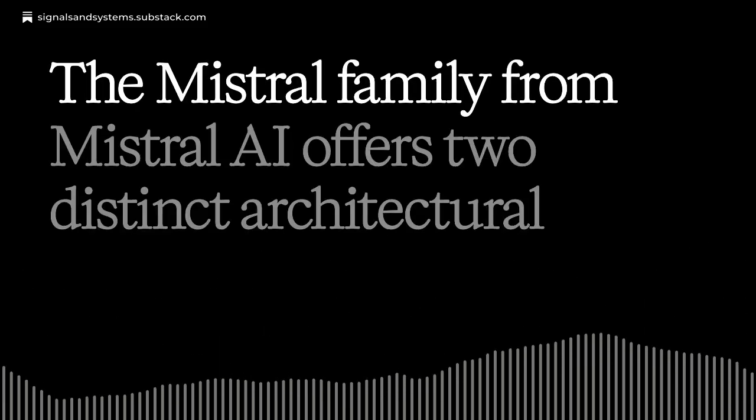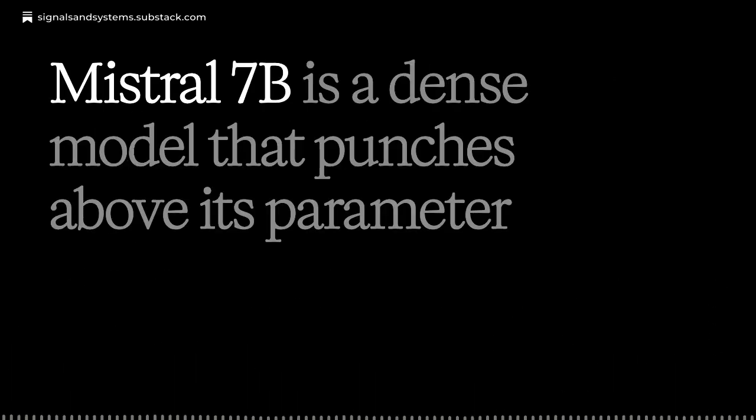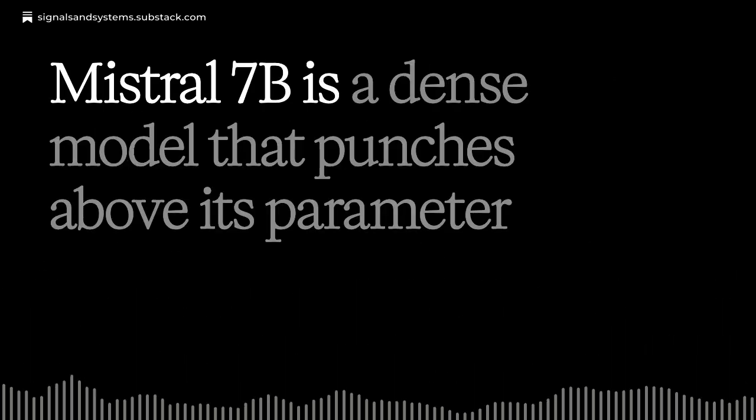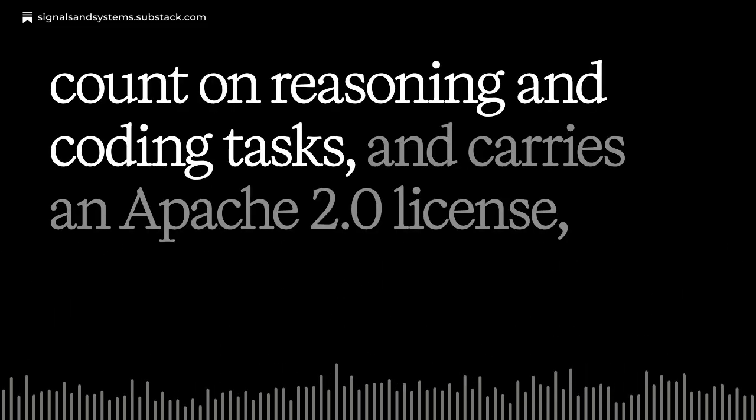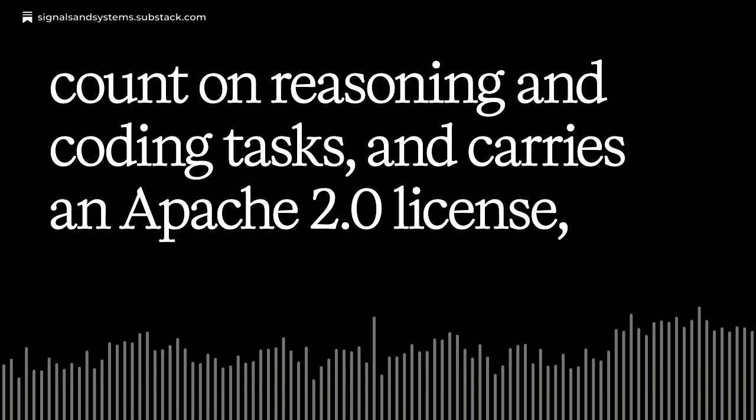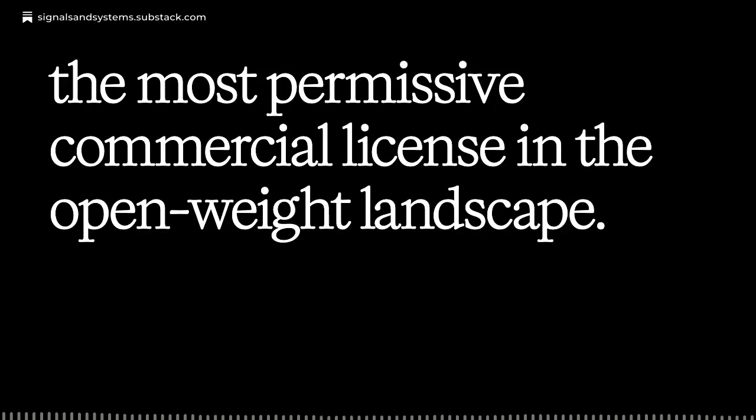The Mistral family from Mistral AI offers 2 distinct architectural approaches worth distinguishing. Mistral 7B is a dense model that punches above its parameter count on reasoning and coding tasks and carries an Apache 2.0 license, the most pervasive commercial license in the open-weight landscape.